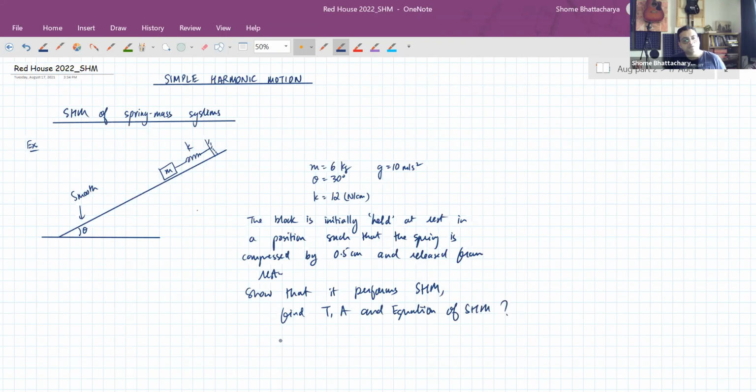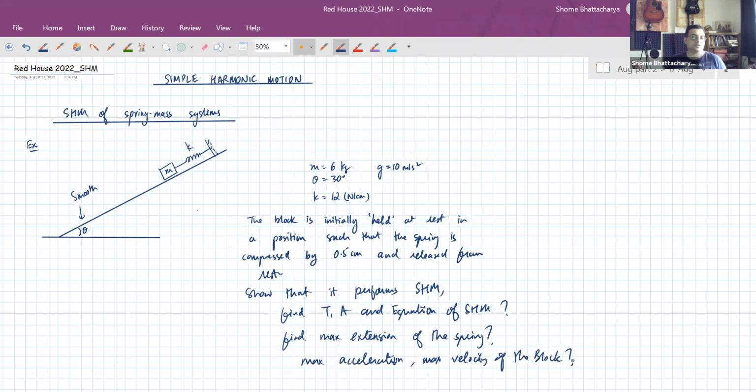Okay. And also find the maximum extension of the spring and the maximum acceleration and maximum velocity of the block during this SHM. Okay. So just go through the question and interpret it correctly first. Then we'll discuss how to solve this.